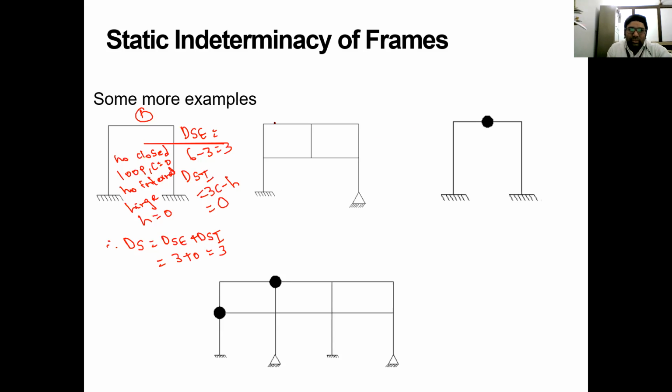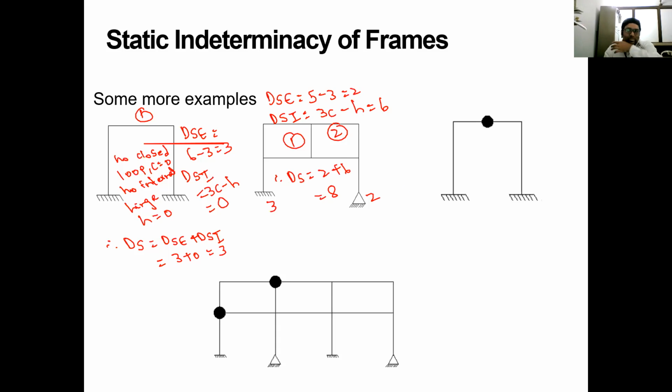Wonderful. Now for the second problem, what is DSE? DSE is here 3 reactions, here 2, total 5. 5 minus 3, that is equal to 2. And DSI is equal to 3C minus H. So first box, second box, that is equal to 6. So therefore DS is equal to 2 plus 6, that is equal to 8. Very good. All of you are super fast. Next example.